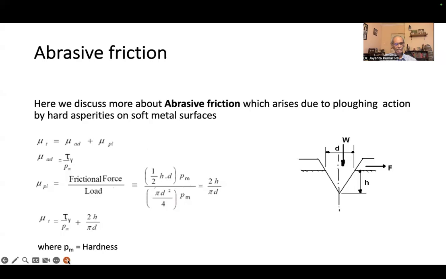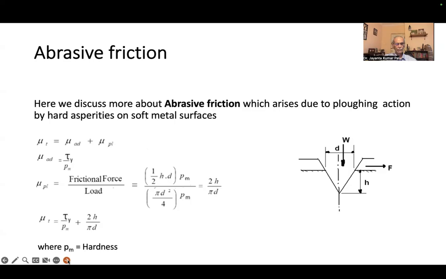It often breaks within the bulk of the softer material. And therefore, in most cases, tau y would be the yield shear stress of the softer material. Suppose we are plowing or rubbing a rough steel surface on a smooth copper surface. Then it will be copper which will be plowed or subjected to abrasion, and therefore tau y will be the yield shear stress of copper.